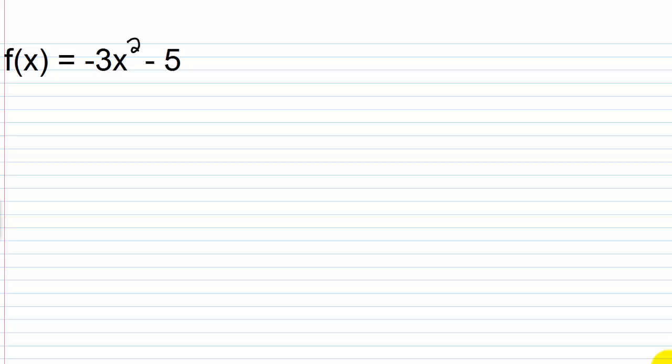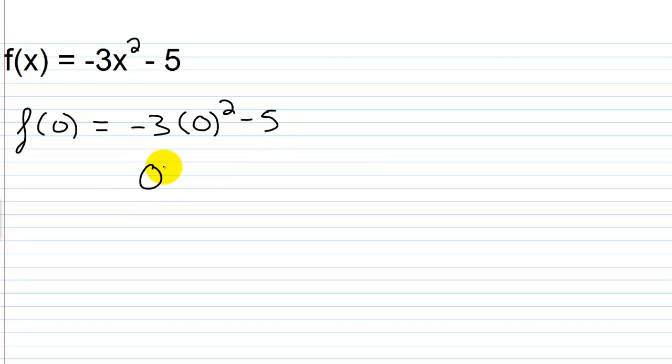Okay, we have one last function here. And it's a little bit more complicated. F of x is equal to -3x squared minus 5. So again, we want to find f of 0. We'll start with that. So f of 0 would be equal to -3 times, we're plugging in a 0 for x, squaring that, minus 5. So 0 squared is 0. 0 times -3 is 0. So we just have 0 minus 5. And of course, that's just going to be -5.